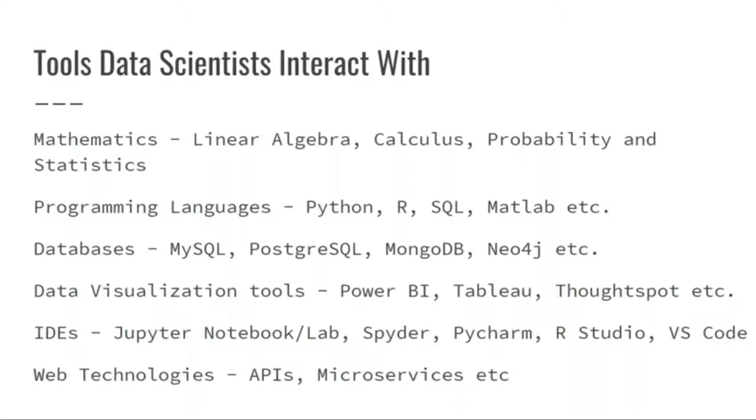So different languages, databases: MySQL, PostgreSQL, MongoDB, Neo4j. All these are different kinds of databases that a data scientist should know how to interact with, either insert data, create tables, delete records, all of that, basically all the CRUD operations: create, read, update, delete. Different databases have different kinds of requirements, different kinds of functionalities. So there are relational databases, there are NoSQL databases. MongoDB is a NoSQL database, Neo4j is a graph database. So there are different ways of representing data as well.